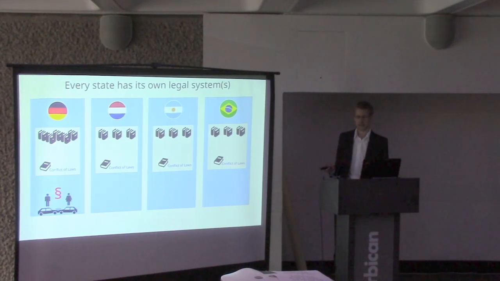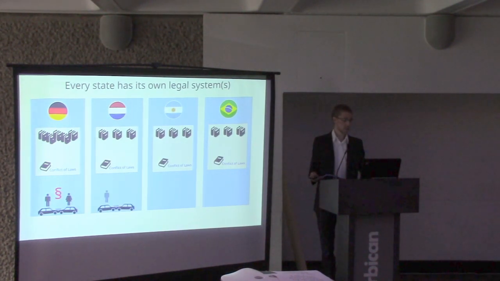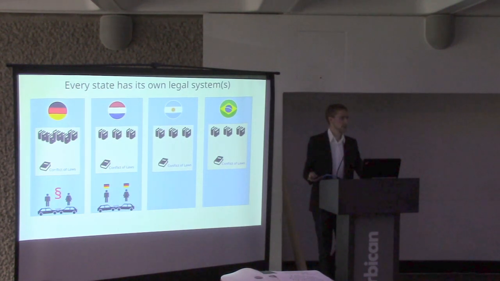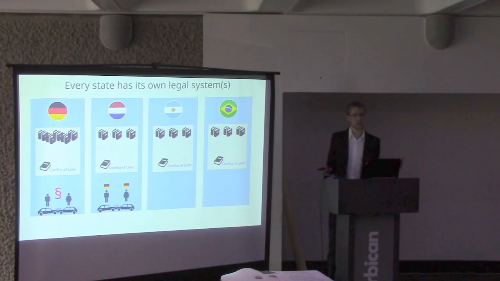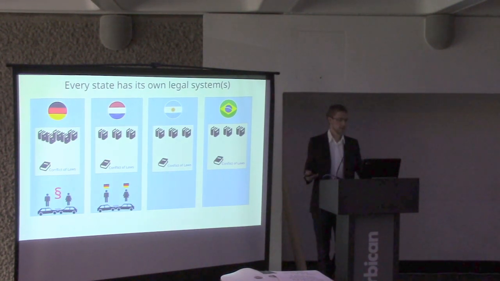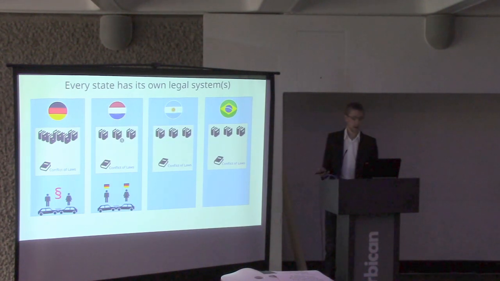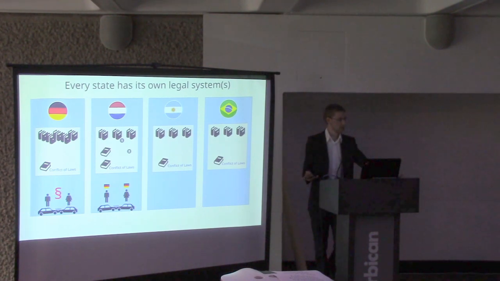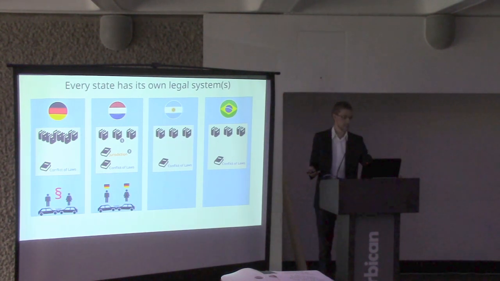Let's have a look at an example. If two Germans have a car accident in the Netherlands, then the judge will have to take three steps before he can give an answer on the merits. He first has to identify the question of law, in our case, who has to pay for the damage. Then he will check his national procedural law in order to find out whether he has jurisdiction. In our case, he would have jurisdiction because the accident happened in the Netherlands.